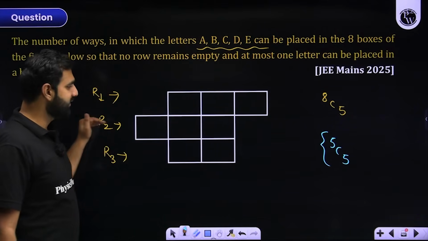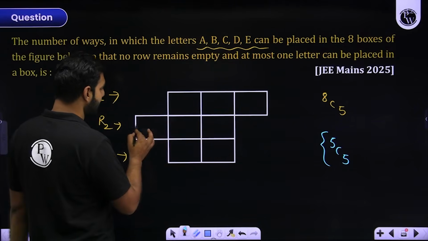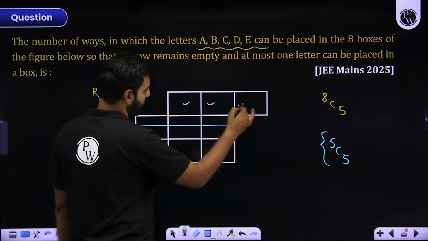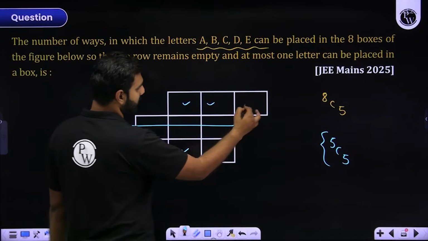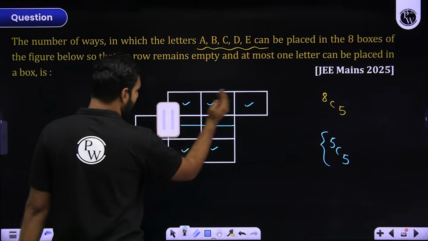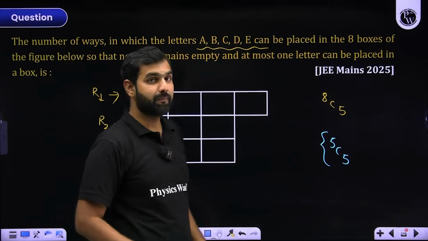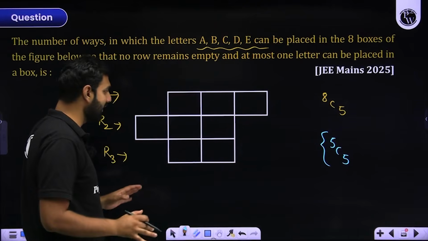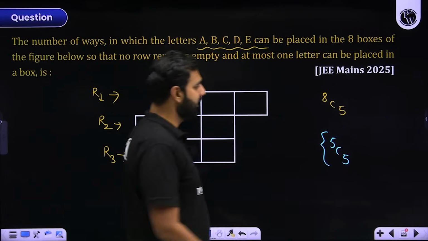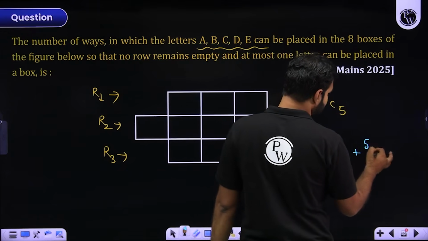What about keeping the second row empty? Again, if I wish to keep the second row empty, I hope you can see 1, 2, 3, 4, 5. So 5 boxes can be chosen in 5C5 ways out of 5 boxes. So if I wish to keep the second row empty, I hope you are getting it very clearly, that can be done in another 5C5 ways.